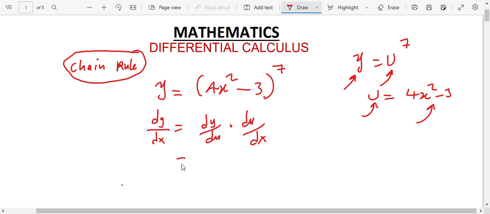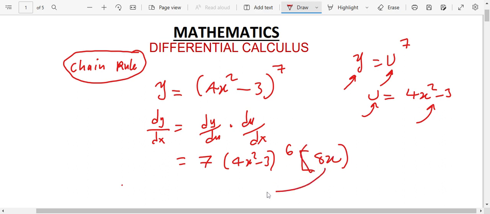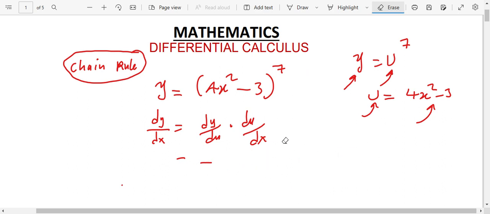So basically what you do is just drop the power, write what is inside the same, reduce the power by 1, and then go to the inside, 4x squared minus 3, differentiate, that would be 8x. Okay, so this is the derivative. Just multiply the 8x with the 7 in front there. Then you found the derivative also for that one. Basically, that's the chain rule.